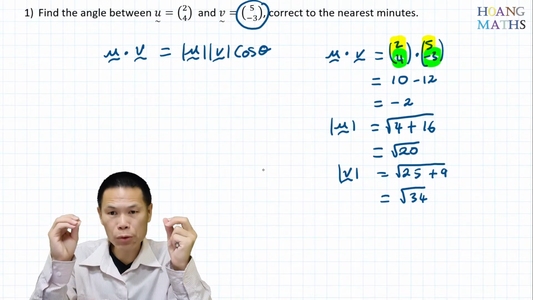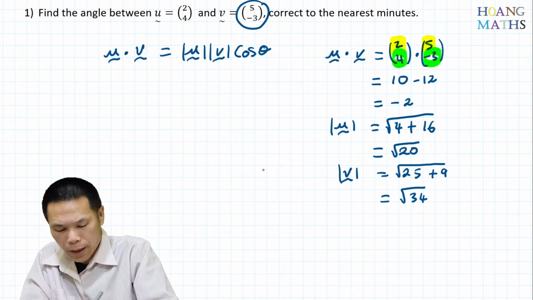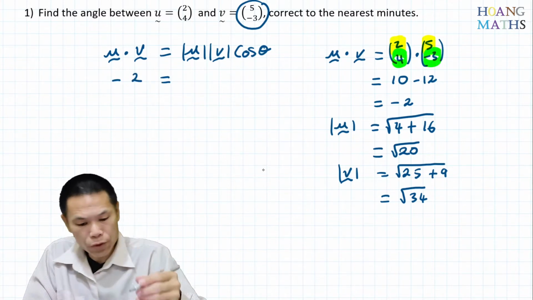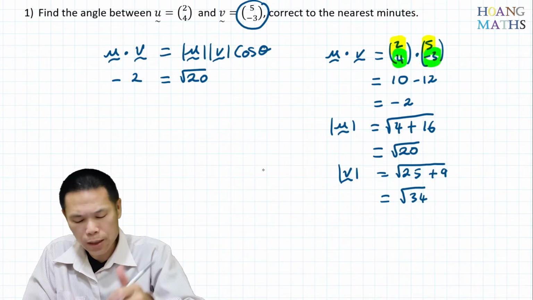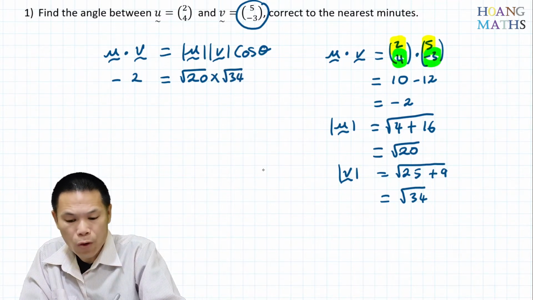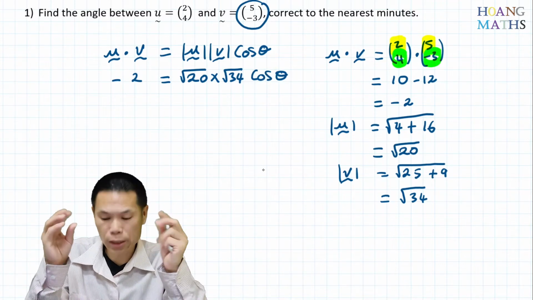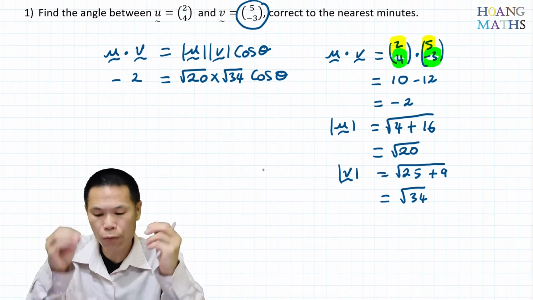So now I just substitute these values into the formula. So u dot v is -2. And then the magnitude of u is square root of 20, and the magnitude of v is square root of 34, times cos of the angle in between. So therefore, I just divide both sides by square root of 20 and square root of 34.